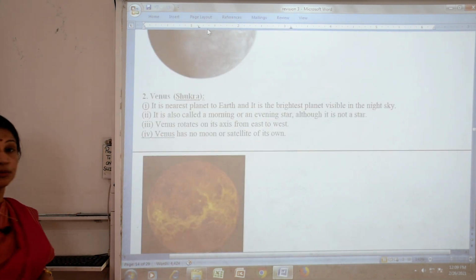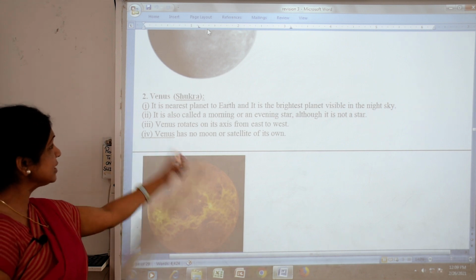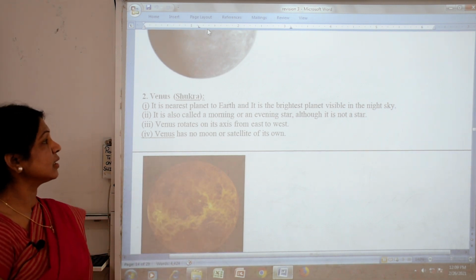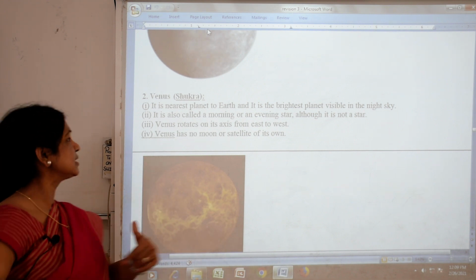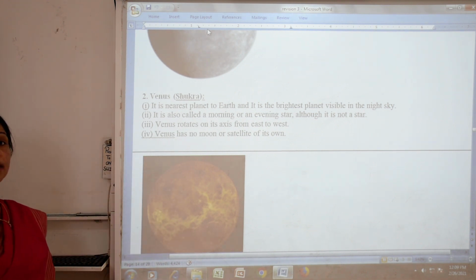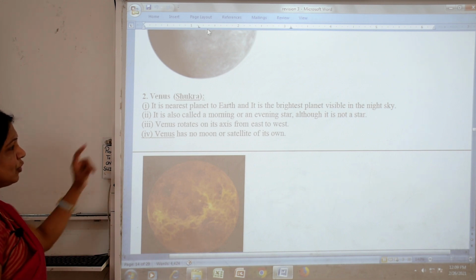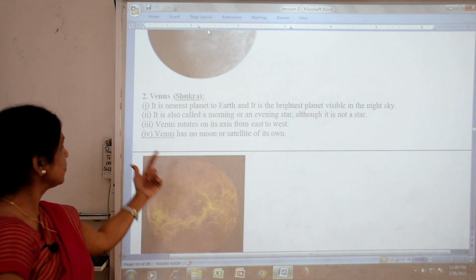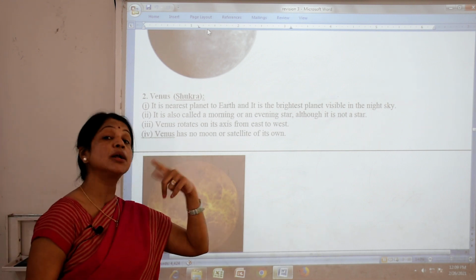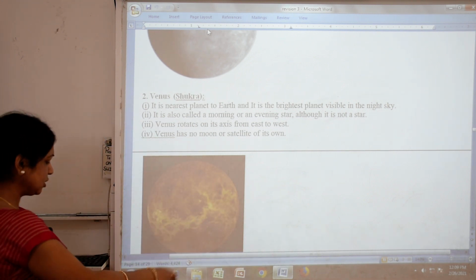Second is Venus, it means Shukra. It is the nearest planet to the earth, the brightest planet and visible in the night sky. It's also called the morning or the evening star. Venus rotates on its own axis from east to west, and Venus has no moon or satellite of its own.